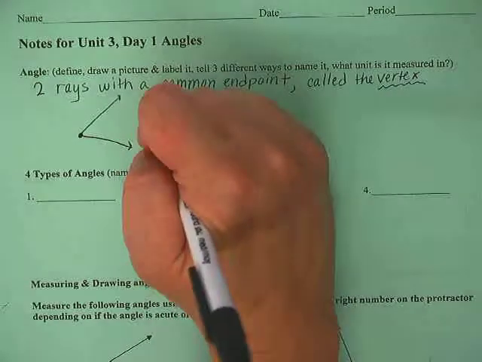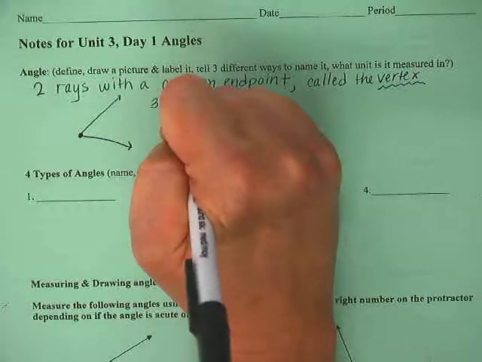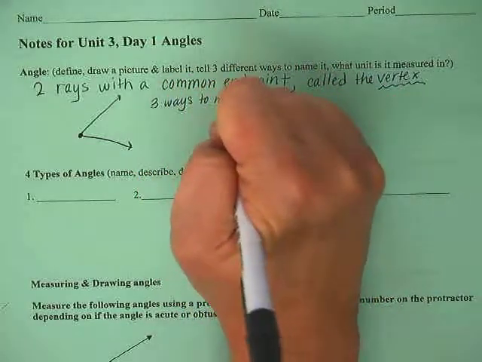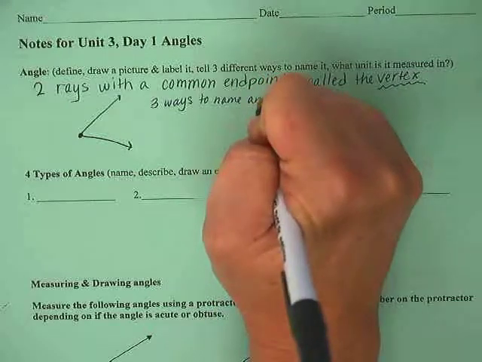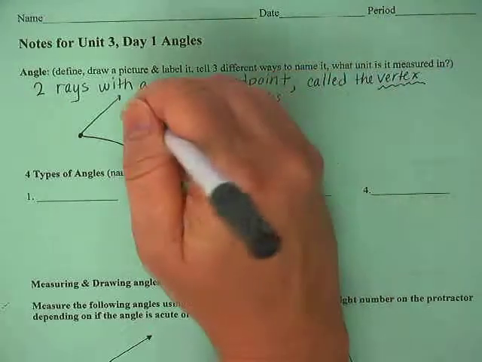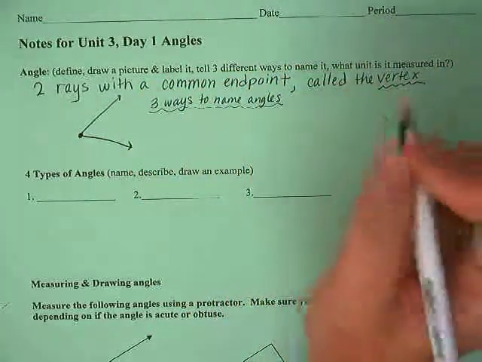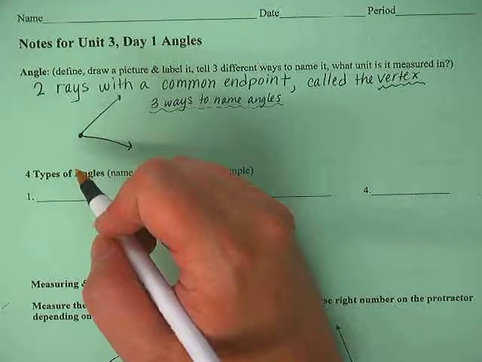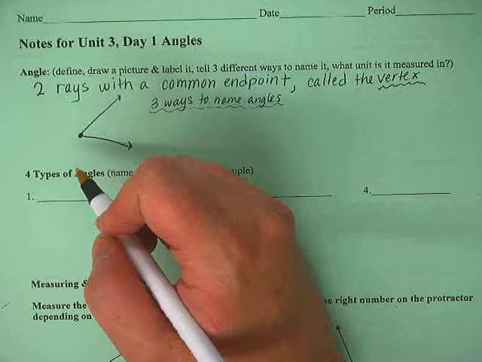There are three ways to name angles. You need to know all three because your book uses different methods. One way that we can name an angle is by just putting a little number in the corner. That's a really easy way to name an angle.